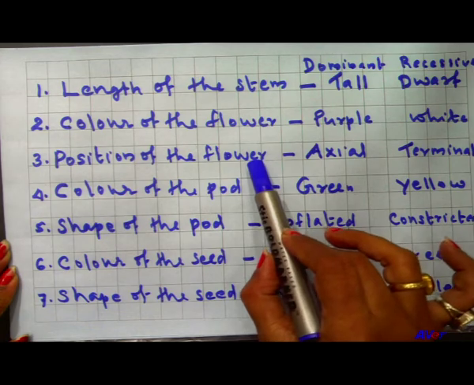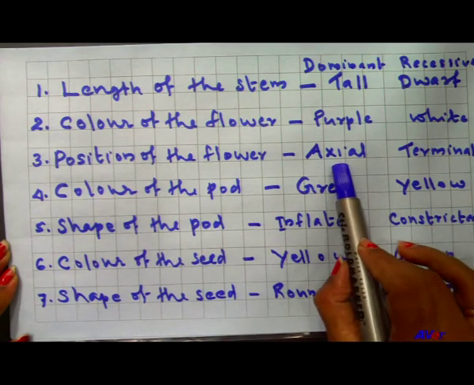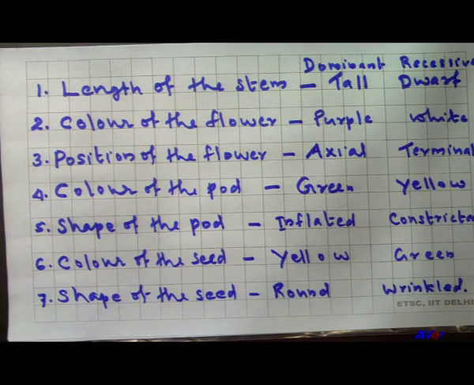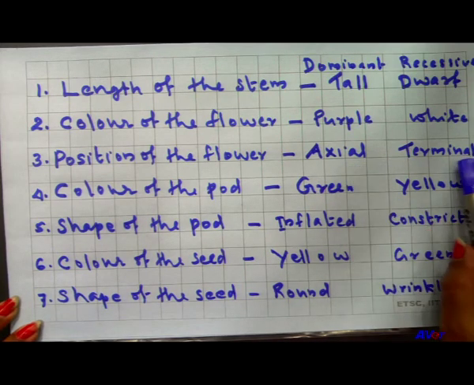Now coming to the position of the flower, axial and terminal. Now what is axial? The angle between leaf and stem is called axil, and if the flower is seen in the axil, then that flower is known as an axial flower, and if it is seen at the tip of the stem, then it is a terminal flower.